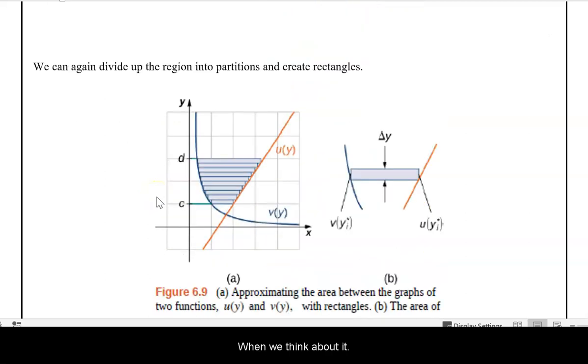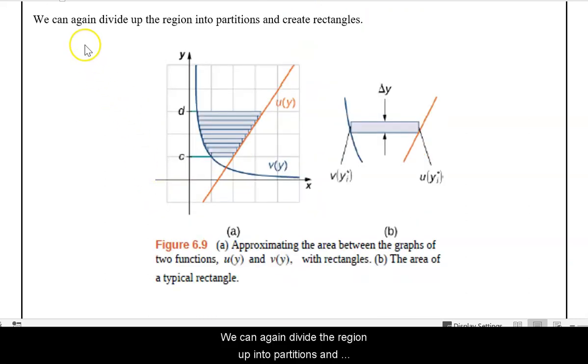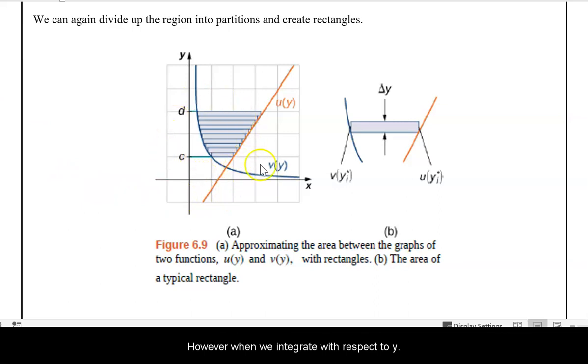When we think about it, we can again divide the region up into partitions and create rectangles. When we did this with respect to x, our rectangles ran vertically, and that made the differential the narrow end of the rectangle, dx. However, when we integrate with respect to y, the rectangles must run horizontally. The narrow end of the rectangle becomes the differential, which is dy.